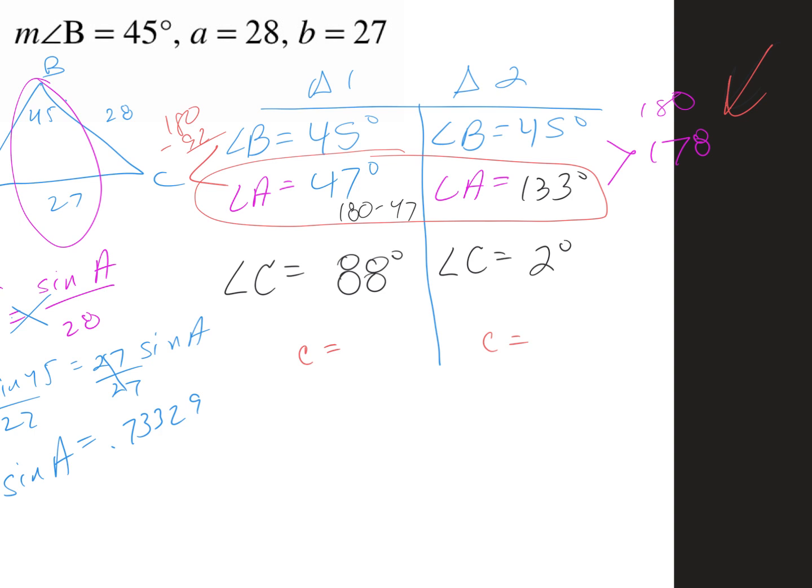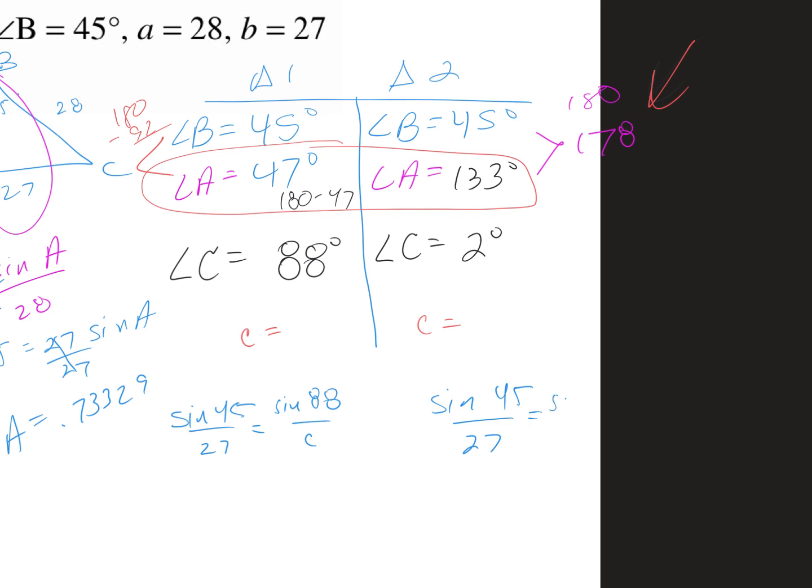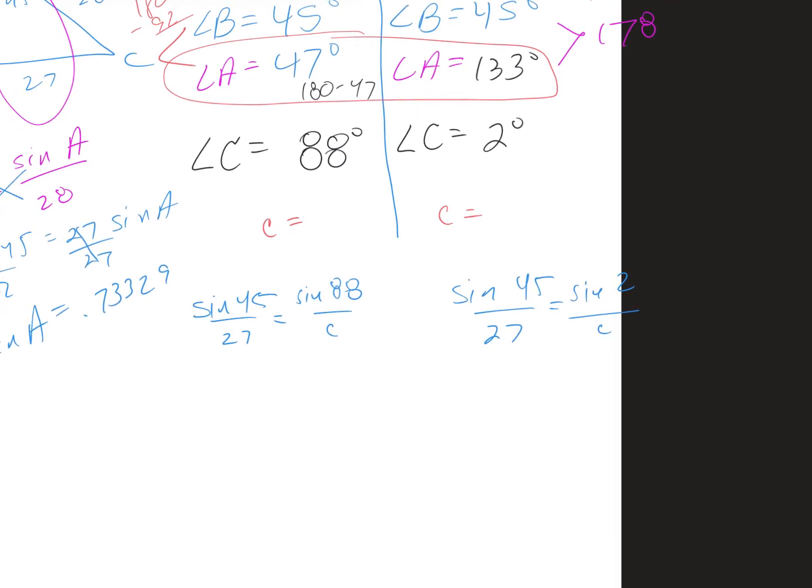And again, go back to your original law of sines proportion that they gave you. My original proportion was sine 45 over 27. So I'm going to use it in both triangles, because whatever is given in the first triangle is true in the second triangle. So if I'm trying to find side C, I have to use the angle C measure. So in triangle 1, sine 88 over little c. And in triangle 2, it's going to be the sine of 2 over little c. And then we're going to cross multiply. So 27 times the sine of 88 equals c times the sine of 45. Divide both sides by sine 45.